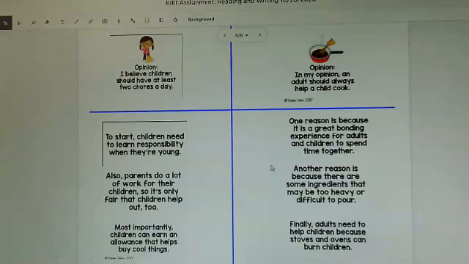Okay, on the next page, you're going to do the same thing, but instead of having 2 opinions, you're going to have 3. All right? You'll actually have 6 opinions that you're working with today, 3 on 2 different pages. So, let me see you sorting into the correct column and making sure that your reasons are in order.